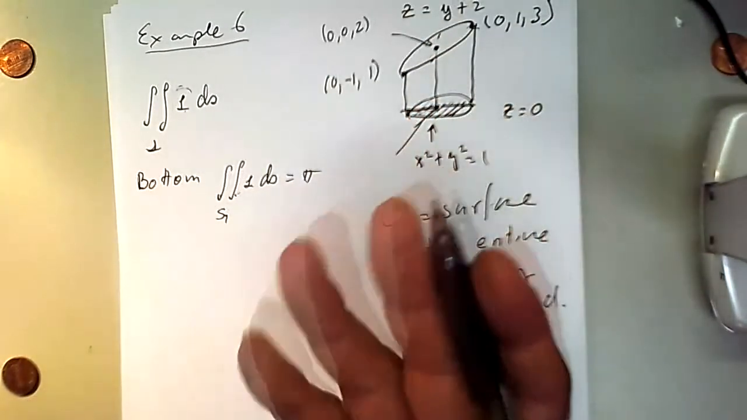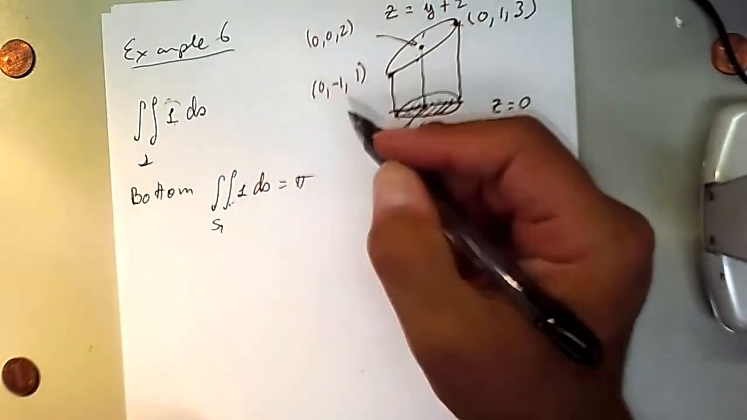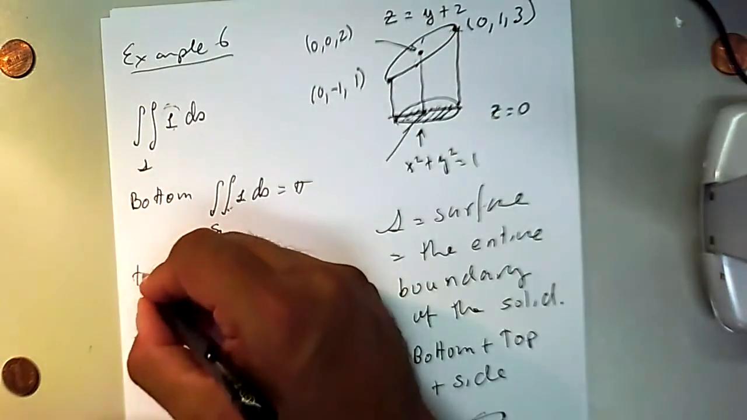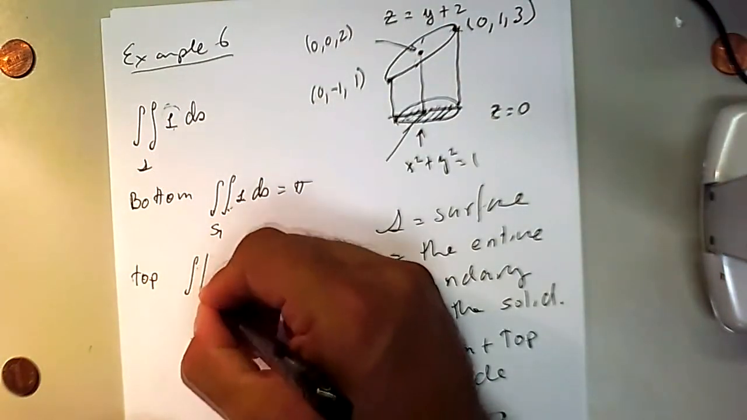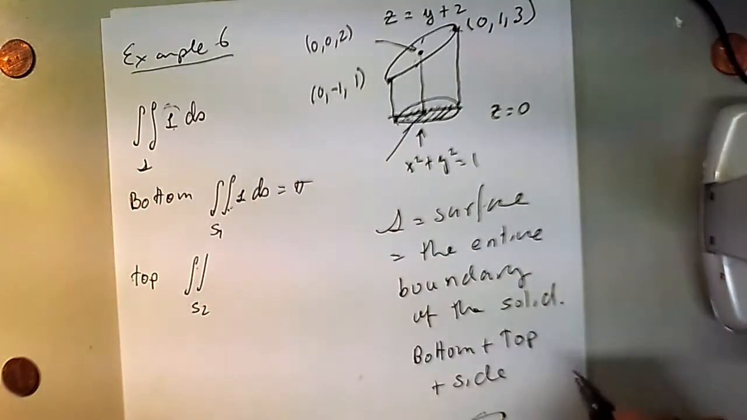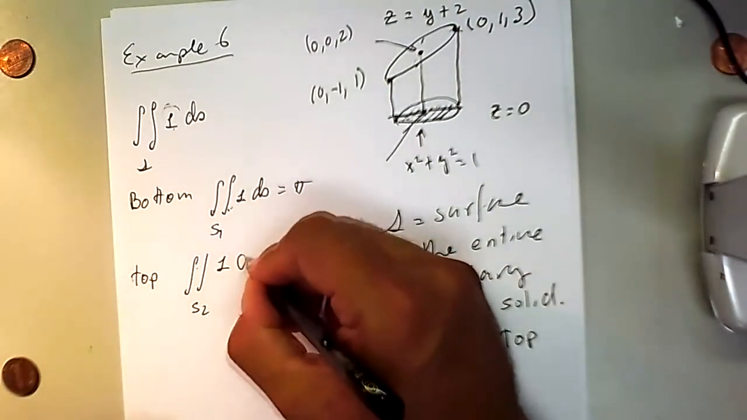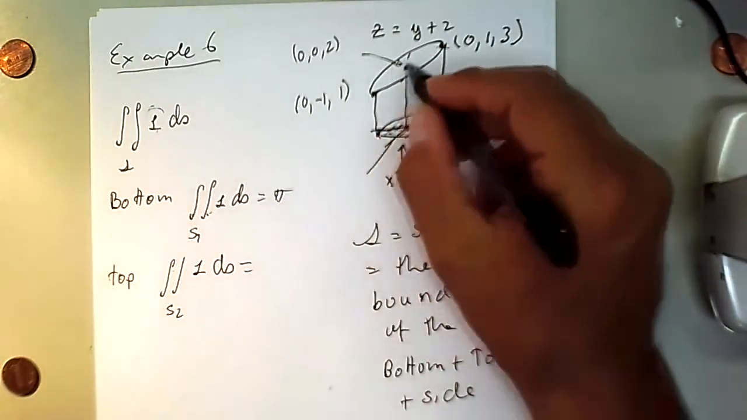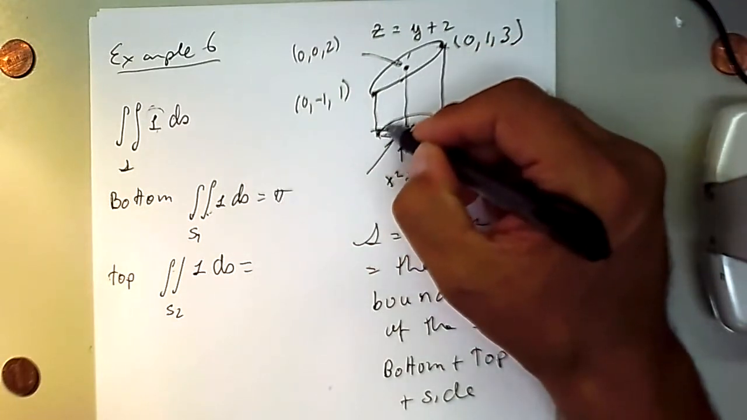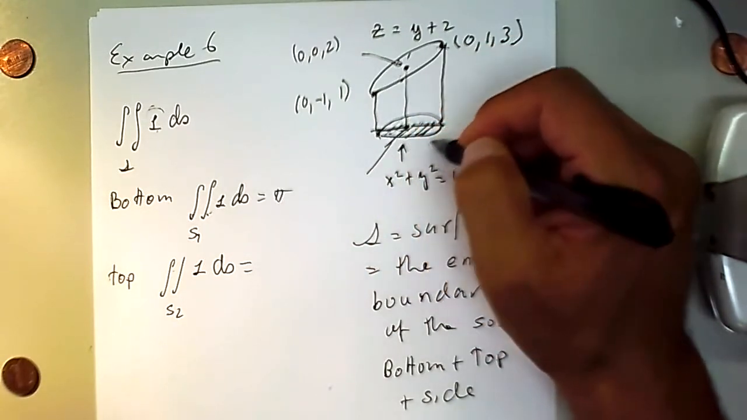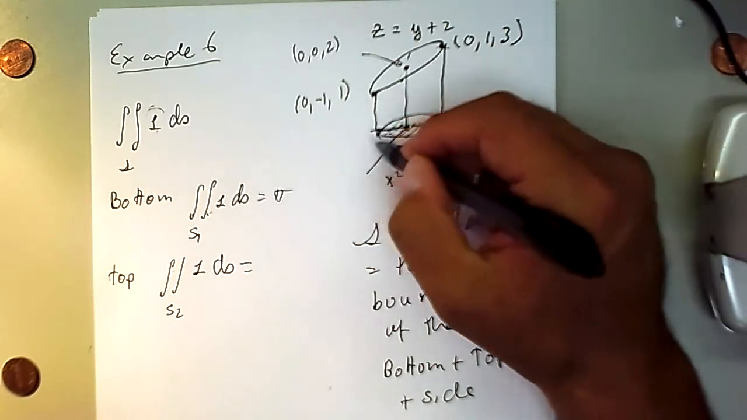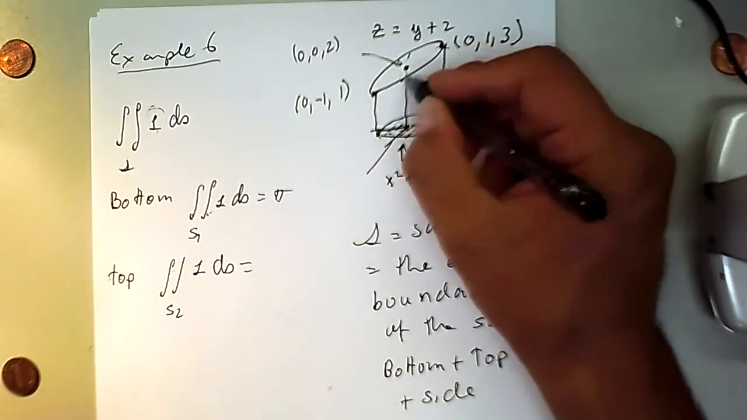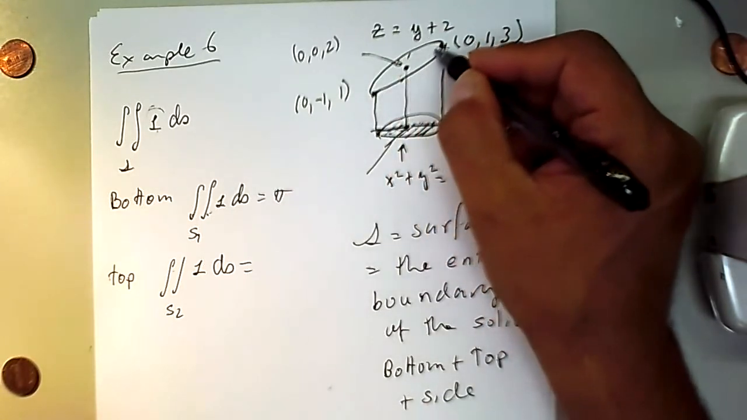Whoa, there's a lot of ink on my hand because of this pen. So the same thing will happen on the top. Top, double integral, S2, 1 ds. If we know the area, then might just as well write it down. Now, anytime we are intersecting a round circular cylinder with a plane, you're going to get an ellipse. This is not a circle on the top, it is an ellipse.